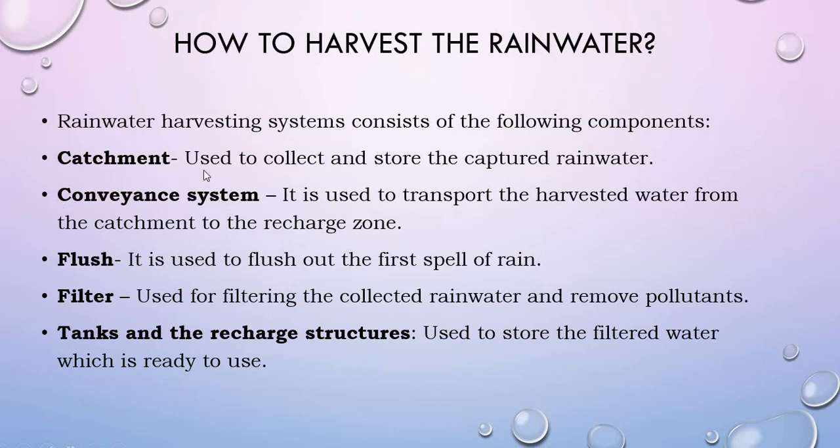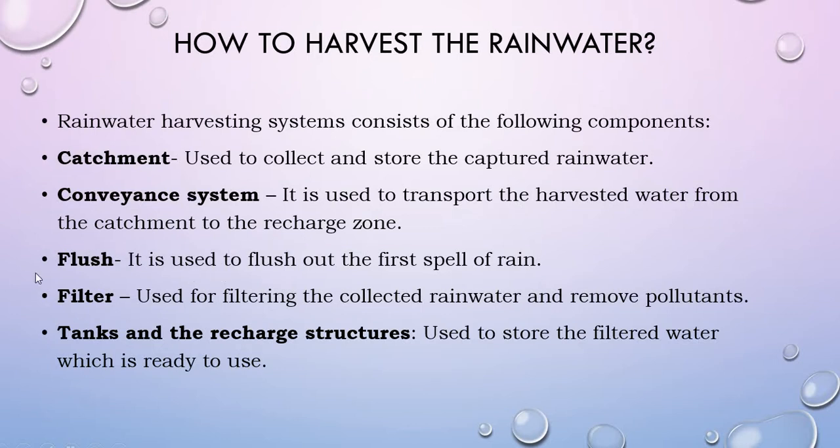The first one is the catchment, which is used to collect and store the captured water. In a house, the roof becomes the catchment area. The other one is the conveyance system. It is used to transport the harvested water from the catchment to the recharge zone. That medium is known as the conveyance system.